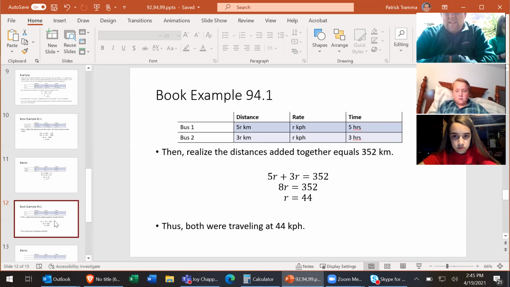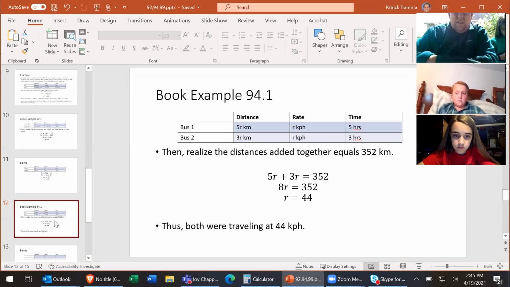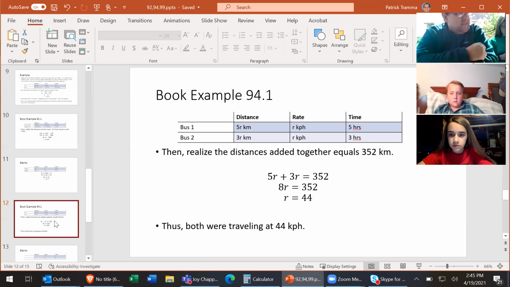Okay. Now we need the distance. To get the distance, you multiply rate times time. So 5R for the first bus and 3R for the second bus. You understand how we filled out the table.